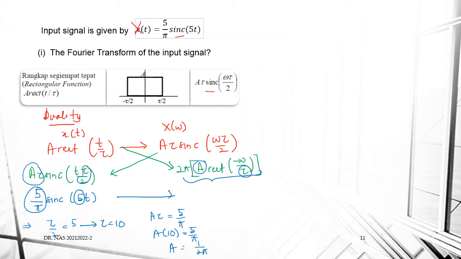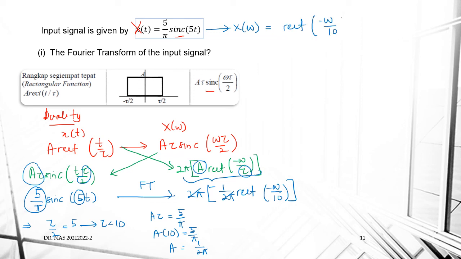Therefore your answer will be 2 pi, your A is 1 over 2 pi, rectangular negative omega over 10. So simplify the equation. The Fourier transform of this function, X(omega), equals rectangular negative omega over 10.